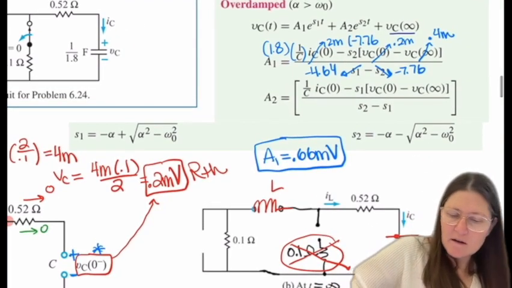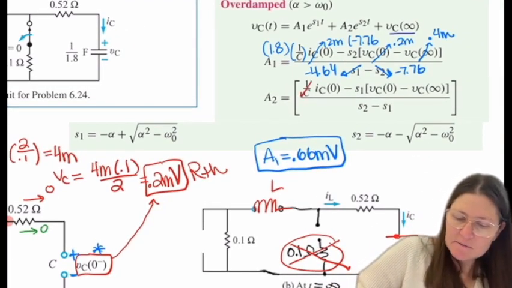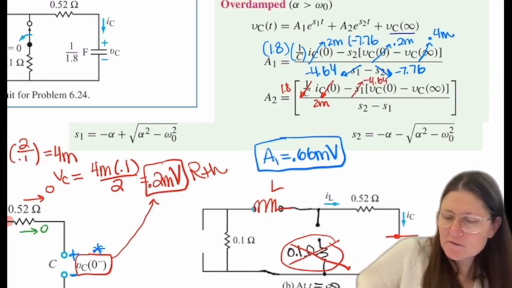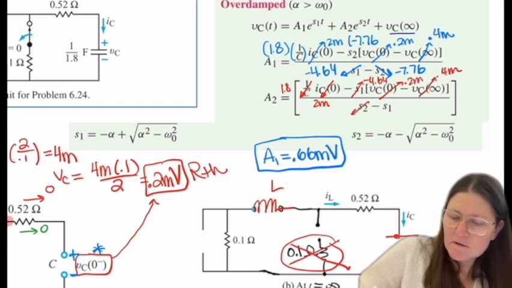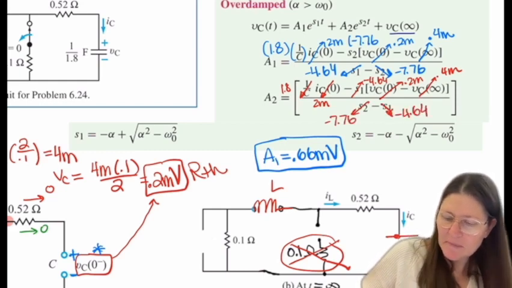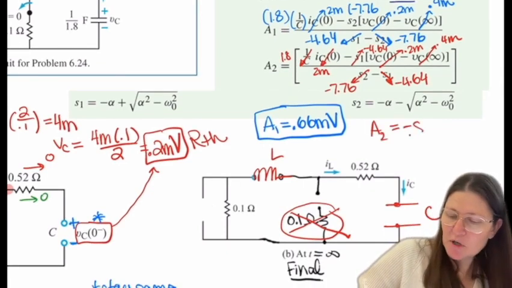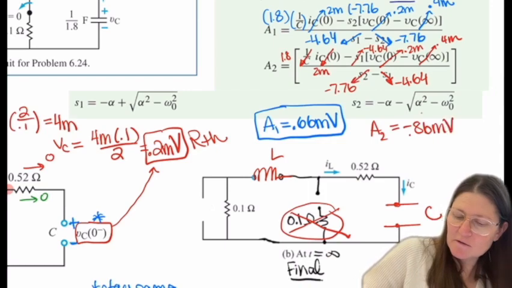And then again, replacing these, 1.8, 2 milli, minus 4.64. And then minus 7.76 minus a minus 4.64. And A2 is a minus 0.86 millivolts.